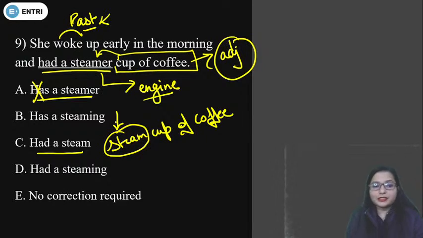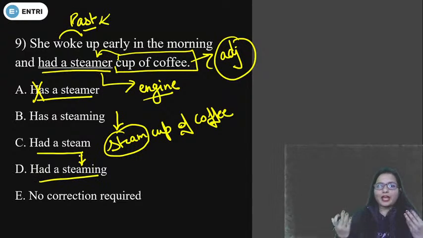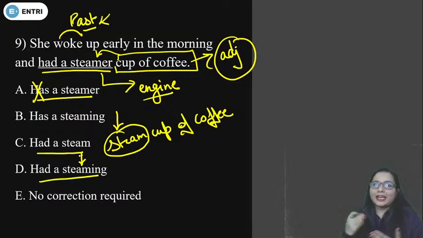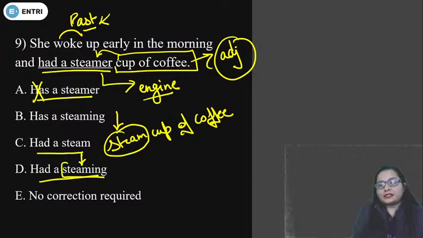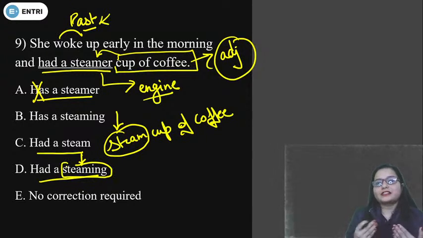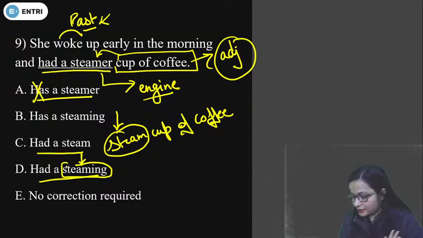And Nasbiba said had a steaming. So we all know that we have some sort of words with ing form. They are actually not the verbs. They are the adjectives like brightening, shining, all these sort of words. In the same way, steaming is the adjective which can qualify cup of tea. So had a steaming cup of tea. Yes. D option. Right.